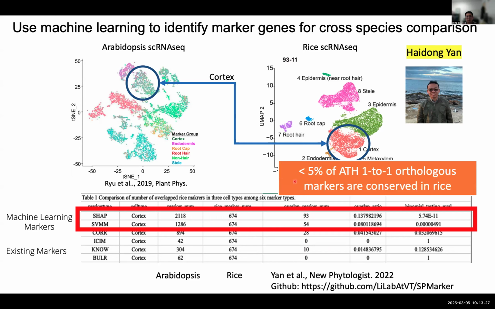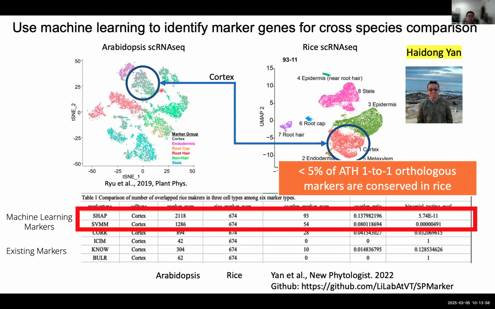So the take-home message is that less than 5% of Arabidopsis one-to-one orthologs markers in rice are conserved. So you have 93 divided by about 2,000. That's where this 5% comes from. Also, the challenge is that if you use 2,000 markers, many of them are essentially not that specific to a certain cell type. We don't want to use so many markers from one cell type. So this is just one example from cortex.